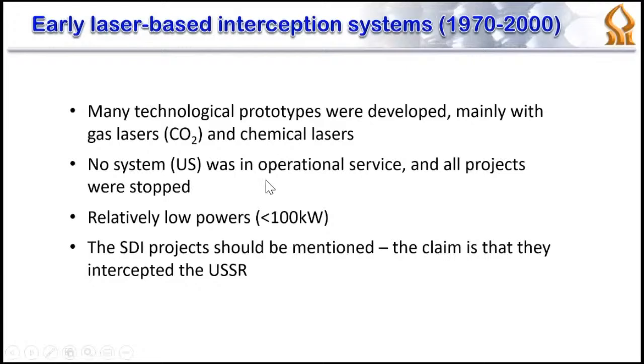No system in the US, I think, went into operational service, and all projects were eventually stopped in terms of chemical lasers. The powers were relatively low, 100 kilowatt. Most prototypes were low, but there was one prototype which was 1 megawatt, I think, in the 1980s. So this is not accurate here.